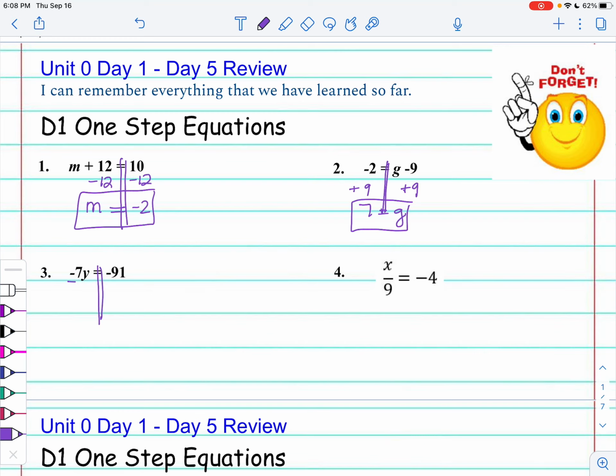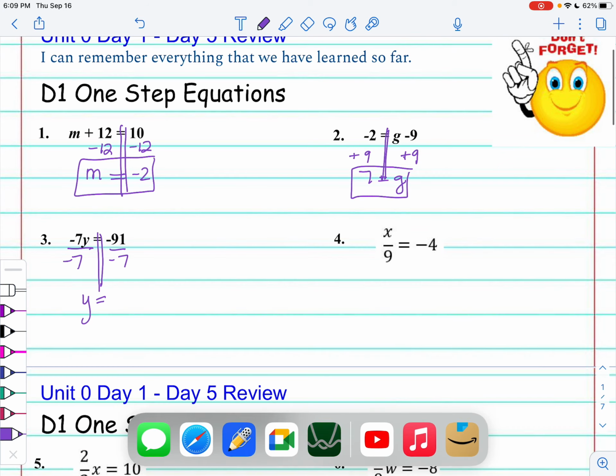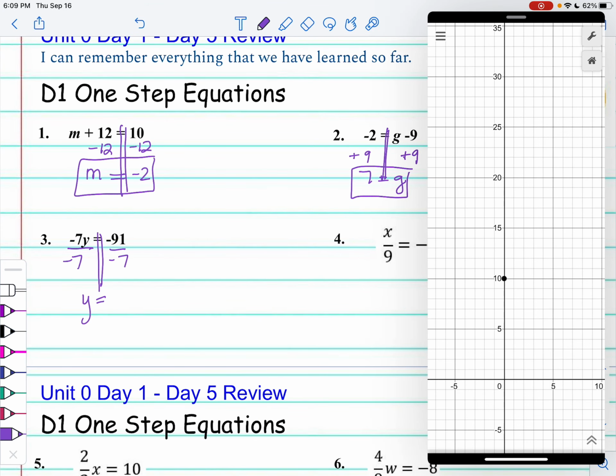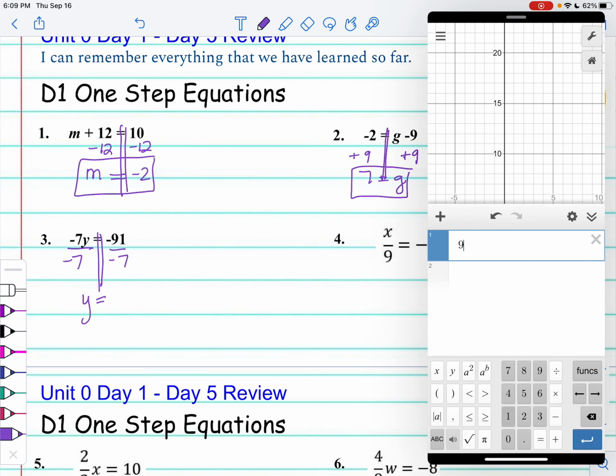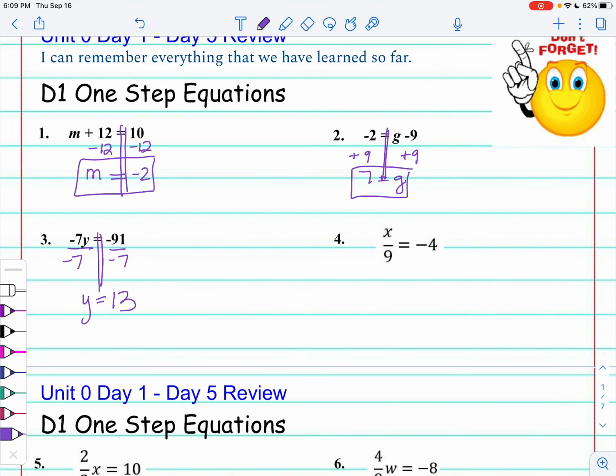To undo multiply, we divide. I'm going to divide both sides by -7. I don't know my sevens. 91. Oops. You guys probably have the answer before me. 91 divided by 7, 13. And to undo divide, I'm going to multiply. So multiply both sides by 9. Okay, so that was day 1, just those simple one-step equations.